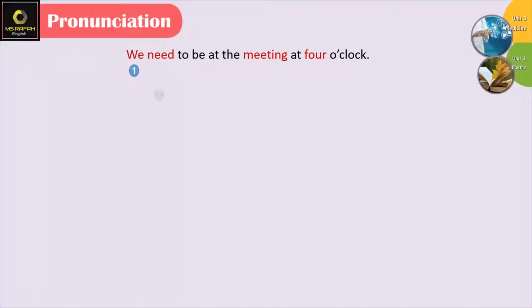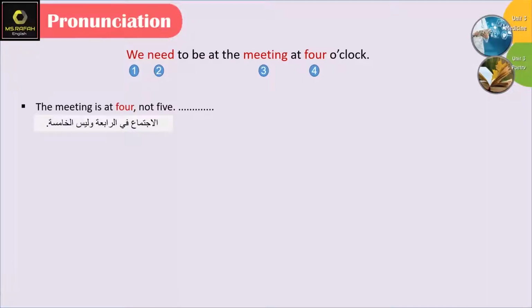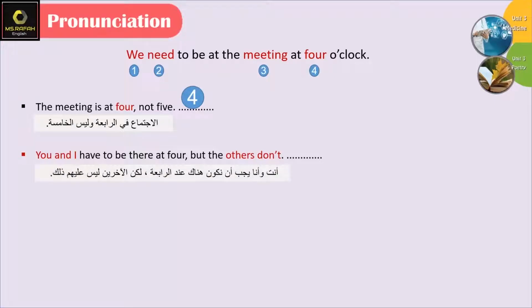We need to be at the meeting at 4 o'clock. The meeting is at 4, not 5. So the stress is on the word 4. You and I have to be there at 4, but the others don't. So here we're stressing the word we, which means number 1.